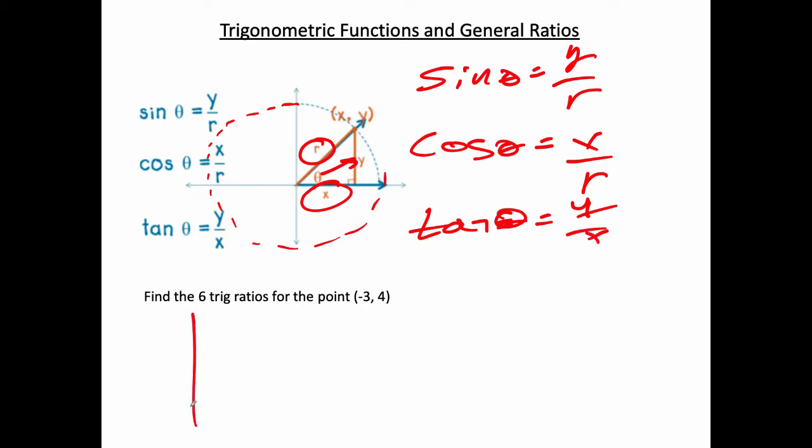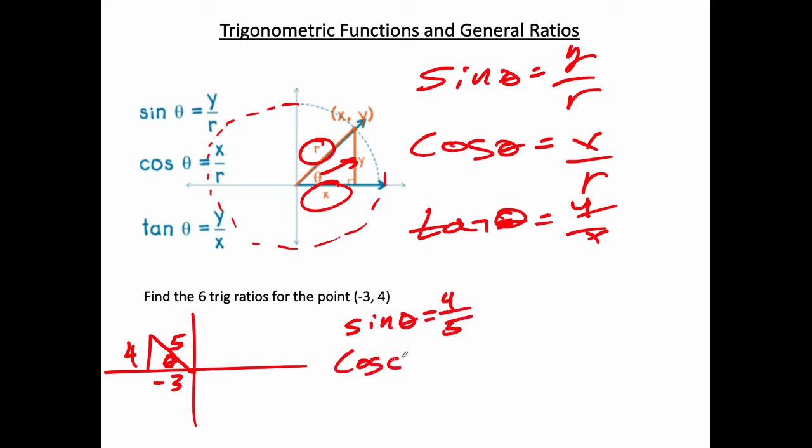So when I do this on here, I go left 3, up 4, Pythagorean theorem. 3 squared plus 4 squared is 25, the square root of which is 5. This is the angle I work off of, and now I get that the sine of the angle is equal to opposite over hypotenuse. The cosine of the angle is adjacent over hypotenuse, and the tangent of the angle is opposite over adjacent.